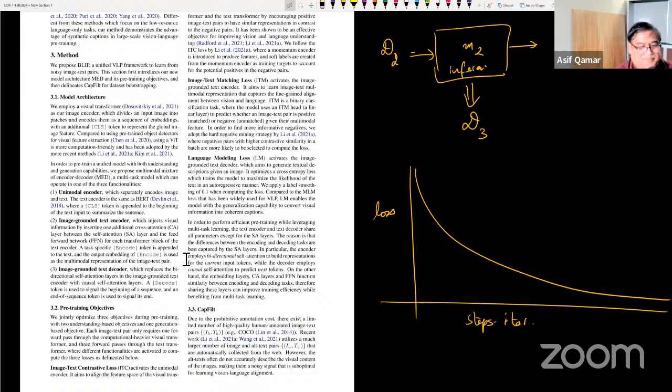Model architecture. We employ a visual transformer. What was the visual transformer? Did we do that paper? The ViT paper, right? The 16 by 16 pixel patch, which divides an input image into patches and encodes them as a sequence of embeddings with an additional CLS token to represent the global image feature.